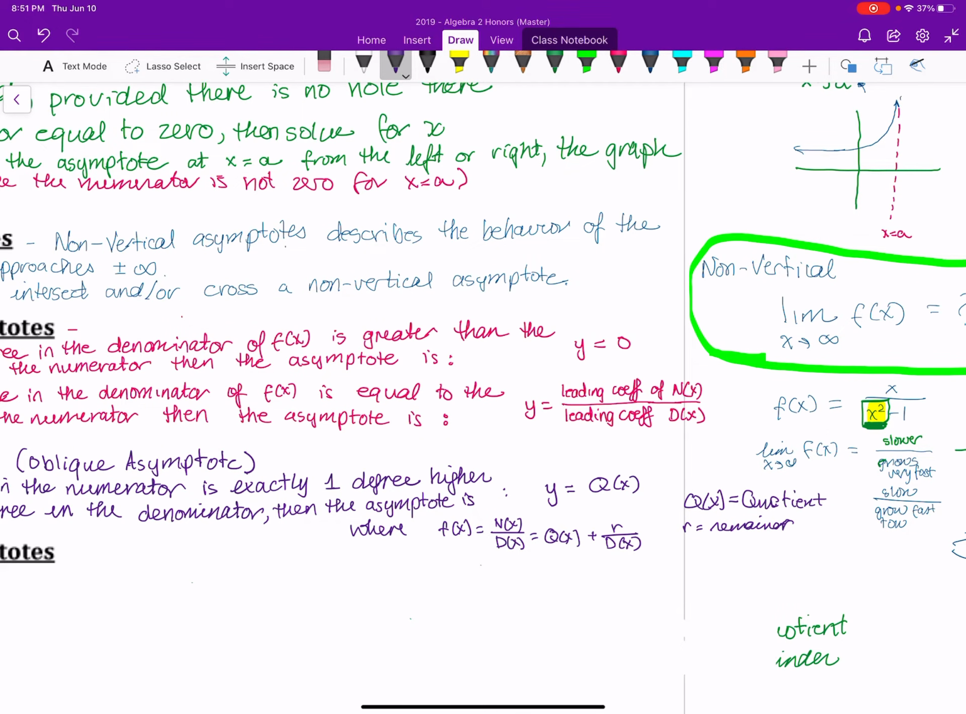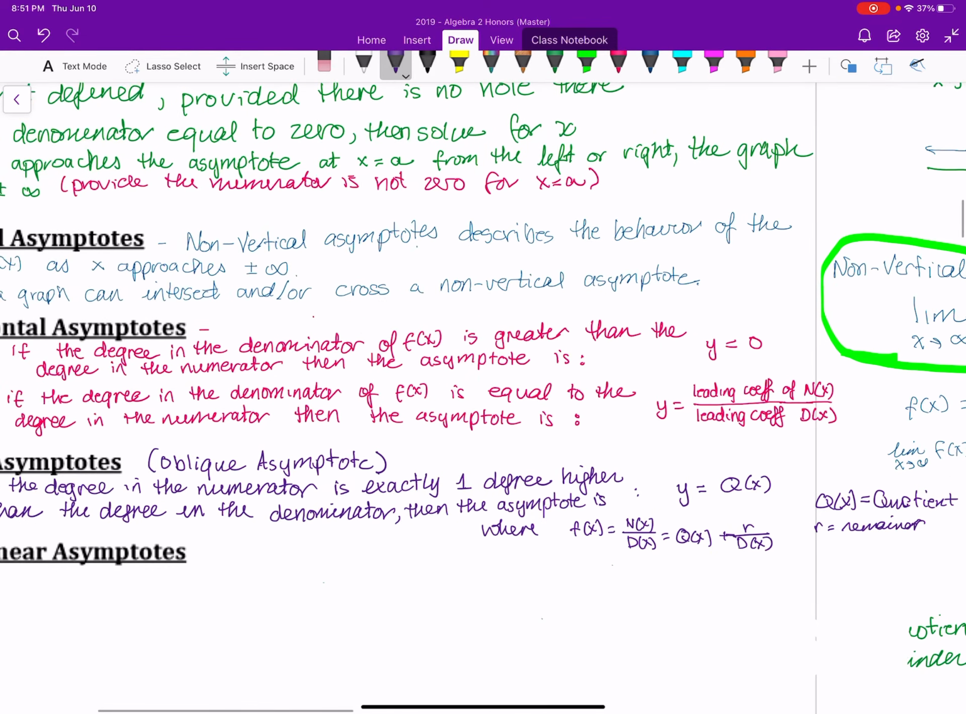So here, if I divide n of x by d of x, remember I can write it as quotient plus remainder over d of x. So it's a rewriting, almost like a mixed number, right? And what ends up happening is that d of x is going to have a higher degree than the remainder, and therefore as x approaches infinity, the remainder piece drops out. I'll show you in an example in a minute.